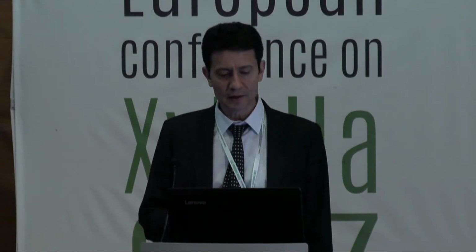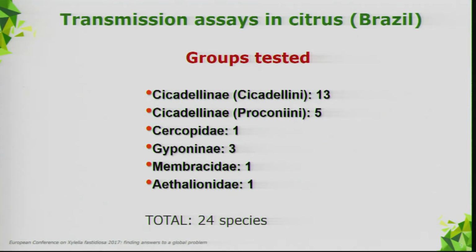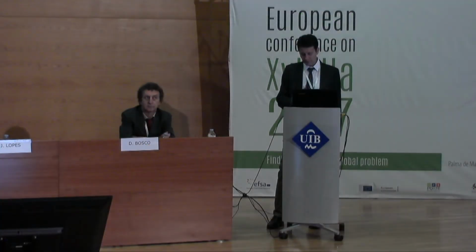And experiments were designed to test species from these candidate groups, such as Cicadellines and also Cercopidae. We focused especially on Cicadellinae because they were more diverse. And we tested like 18 species in different studies, also one Cercopidae, and also some other species from groups that are non-xylem feeders, that feed in other tissues like phloem, which were included in these assays to check the transmission. And we ended up finding transmission only by the xylem feeders.